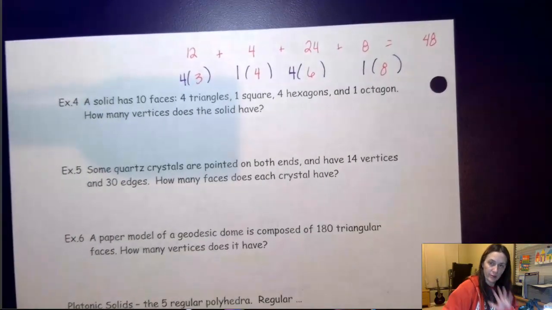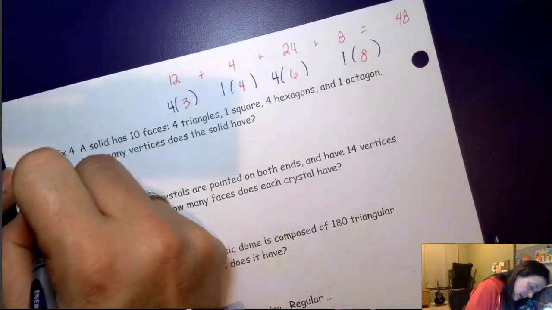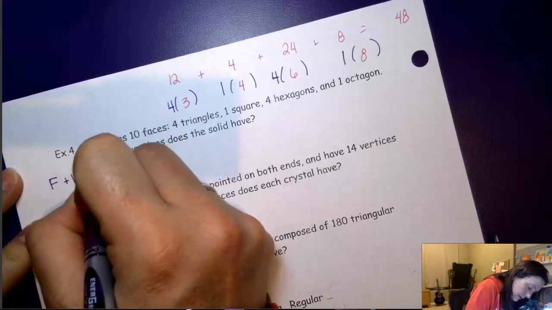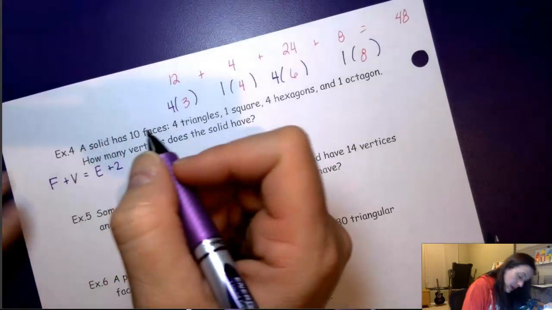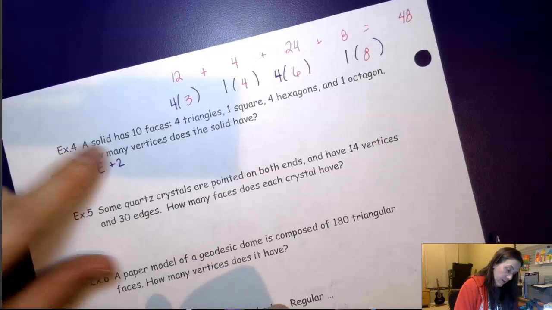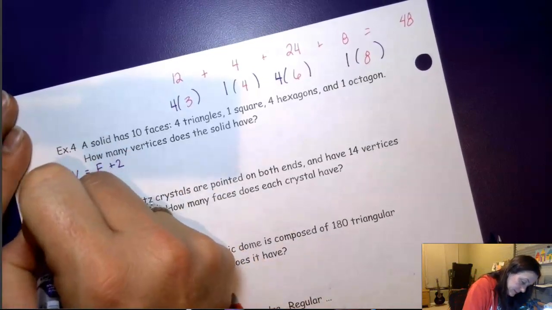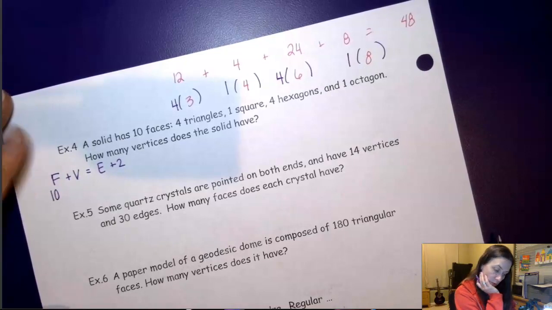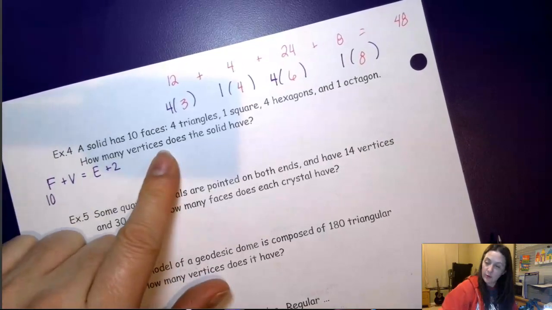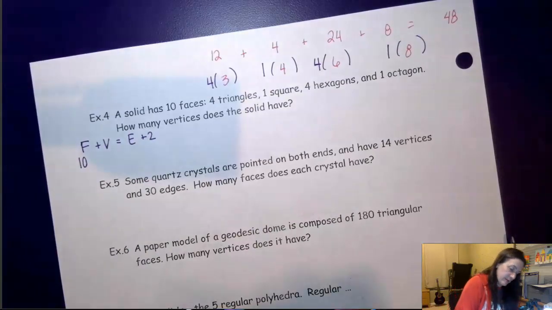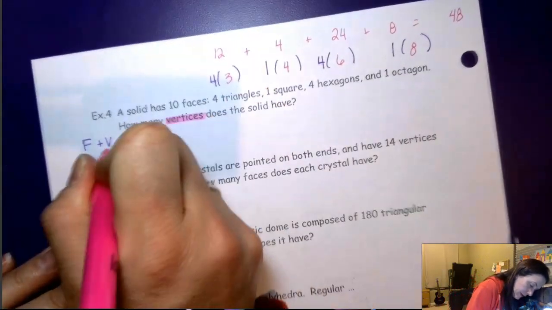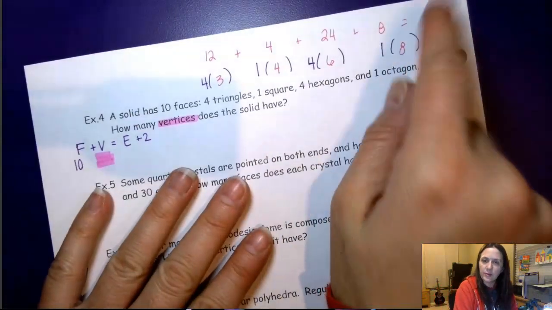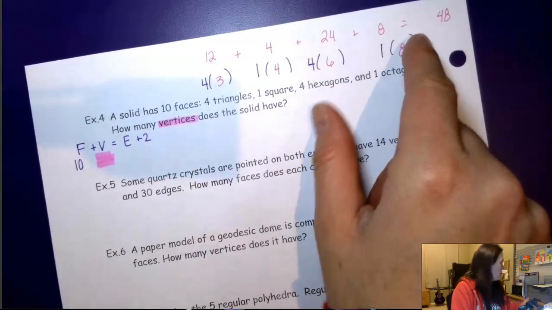But let's go ahead and use our Euler formula, okay? F plus V equals E plus 2. I know how many faces I have. I have 10 faces. I want to find out the vertices, so vertices is going to be my variable. That's my question. I just said I had 48. Do I have 48 edges?